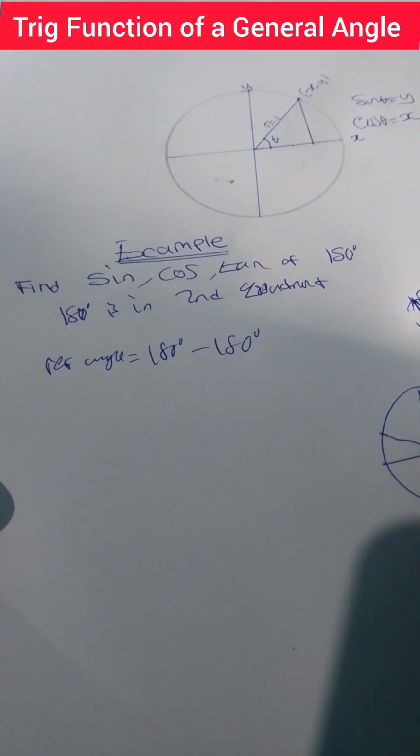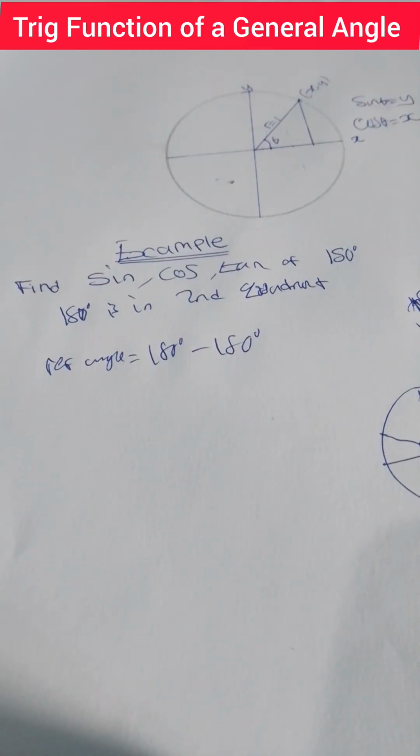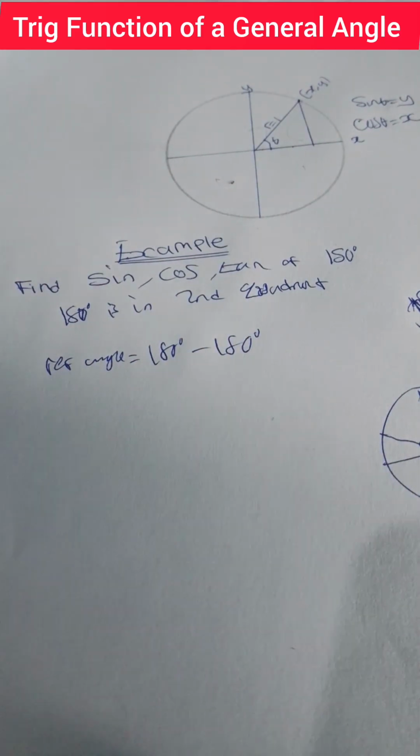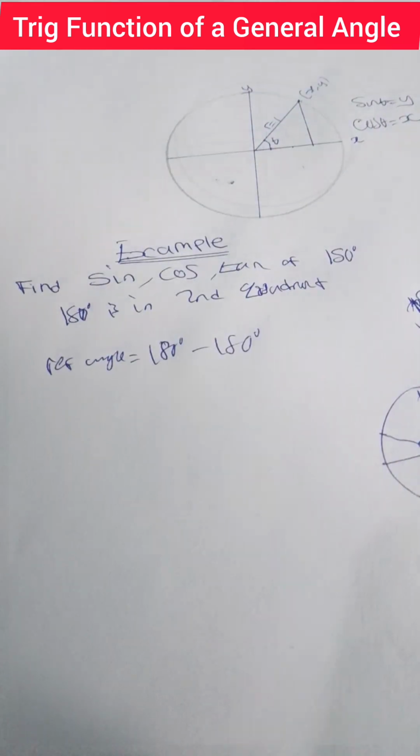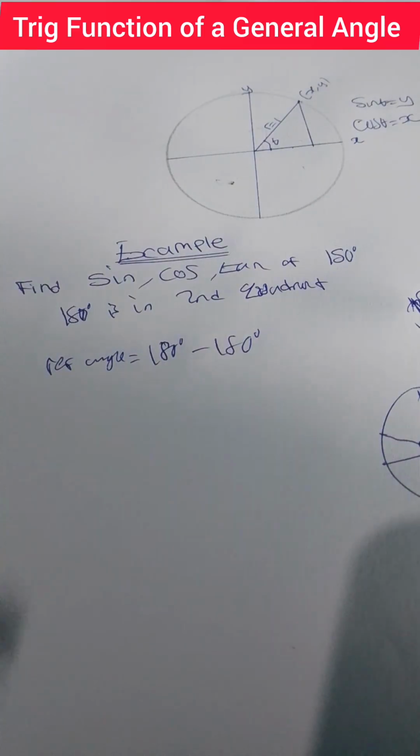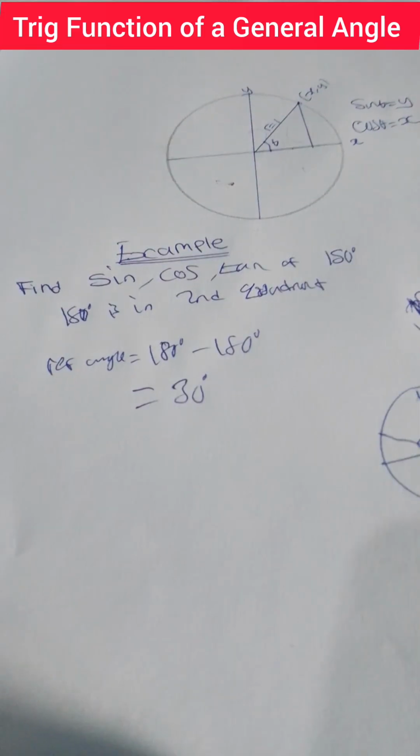Now we want to find the reference angle, something like 30, 60 and so on. We do it by subtracting. For example, here it's in the second quadrant, so we say 180 degrees minus itself. The answer we find is 30 degrees. So that's the reference angle.